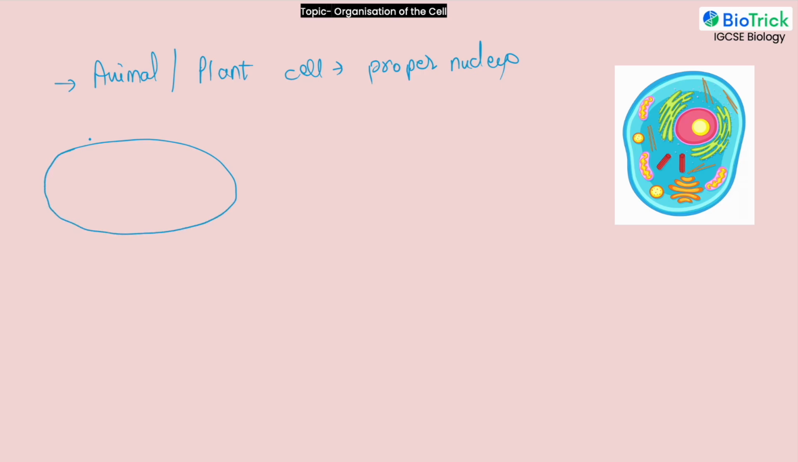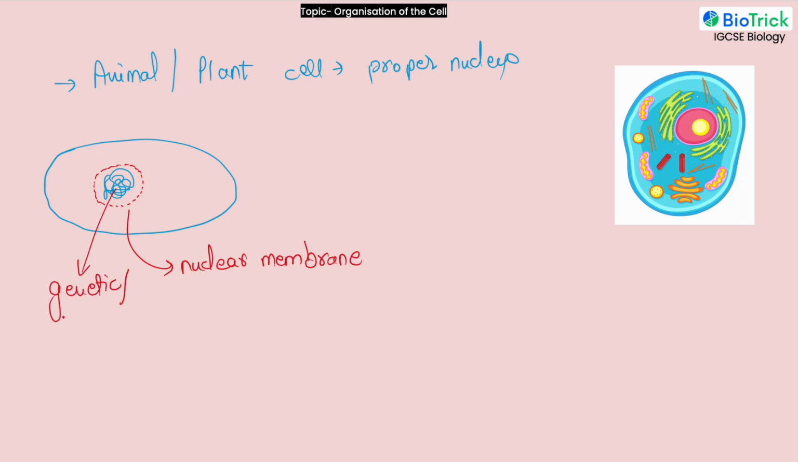Because let's suppose this is an animal cell. This is the nucleus. Nucleus is basically the genetic material or the chromosomes of the cell. In a plant cell or animal cell, the nucleus has a covering outside it for the protection of the chromosomes or DNA of the cell. This covering is called the nuclear membrane, and inside this membrane the genetic material, chromosomes or DNA of the cell, is present. This entire structure, genetic material plus nuclear membrane, makes the proper nucleus.